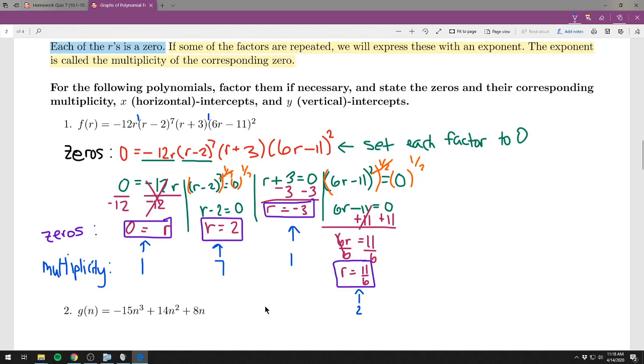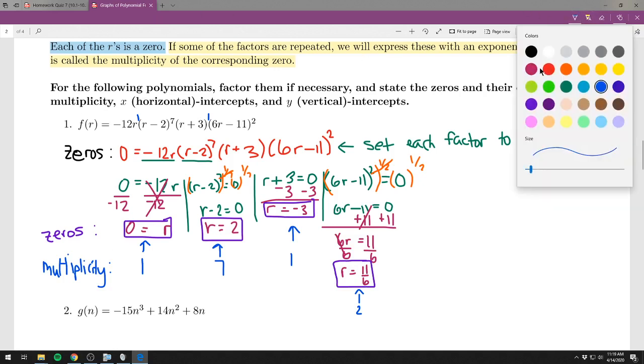Now the way I'd like to see this written, the homework will have you set it up the same way. When you have a 0, for example, r equals 0, below it or attached to it, you'll have the multiplicity of 1. If you mix and match these and don't write them in the correct order, it's not right. So 1 has to go with 0, the multiplicity of 7 has to go with 2, the multiplicity of 1 has to go with negative 3, and the multiplicity of 2 has to go with 11 over 6. Right, but we got the zeros. We got the corresponding multiplicity.